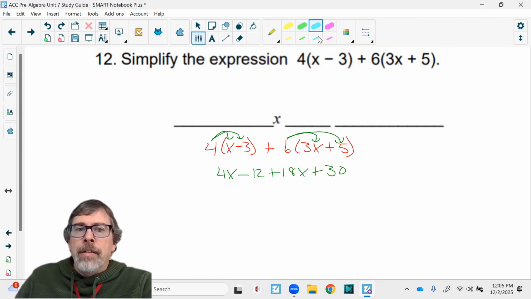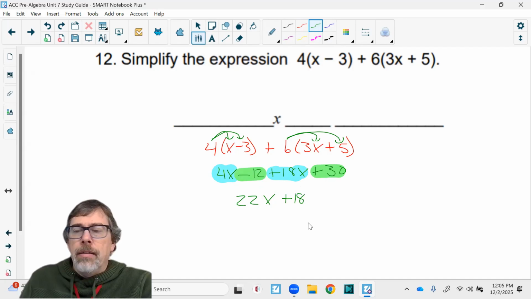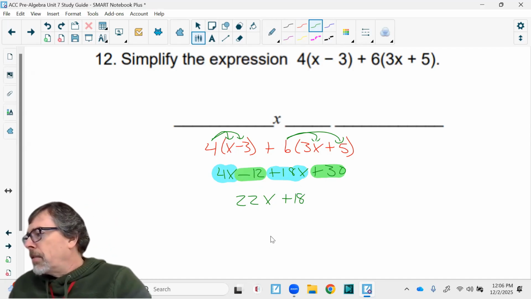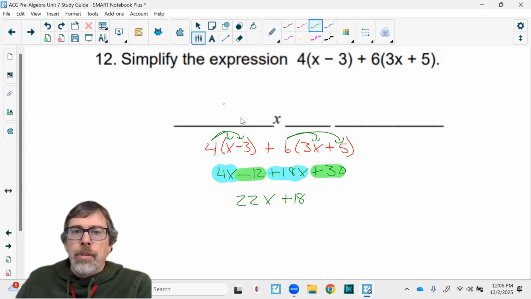Grab my highlighter, highlight my 4x and my 18x, and highlight my -12 and my plus 30 constants. And I get 4x plus 18x, which is 22x. -12 plus 30 is a positive 18. Okay, 22x plus 18.